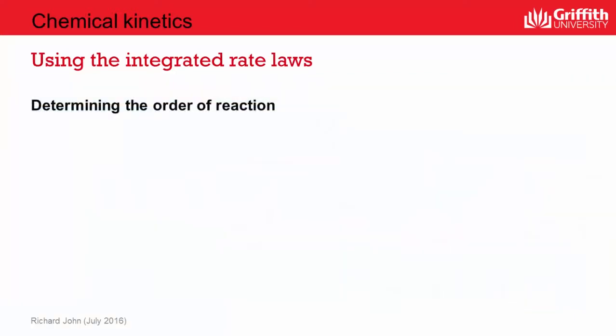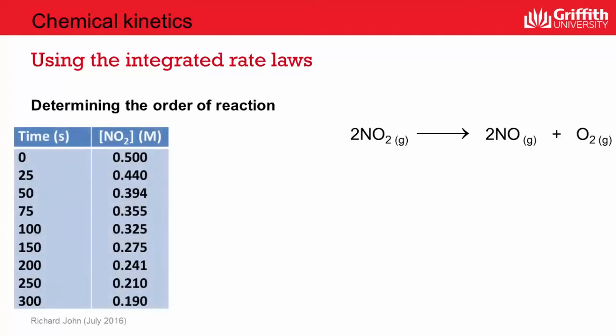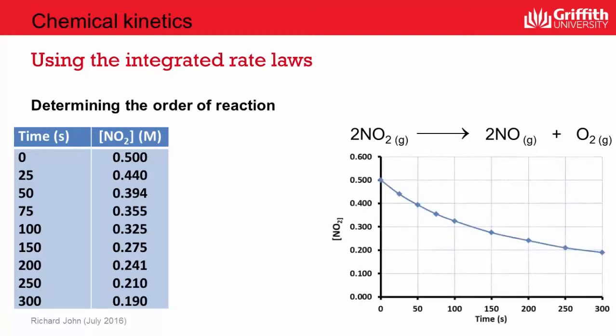So to determine the order of reaction of experimental rate data using the integrated rate law approach, we will use the decomposition of nitrogen dioxide as an example. Now this table here shows the real data set for how the concentration of NO2 decreases with time at a particular temperature. And we can plot this decrease in reactant concentration with time and see from the slope of the curve that the reaction rate is relatively quick at the beginning and slows as the reaction proceeds.